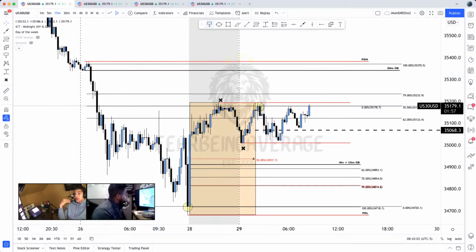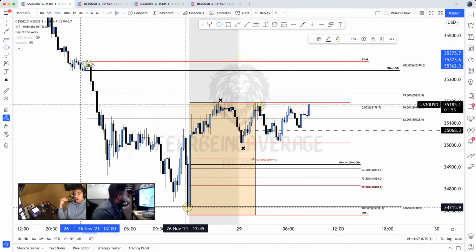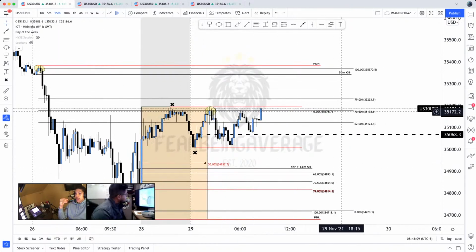So from this high to this low down here, you can see this is where price is currently at. That's where we're consolidating.